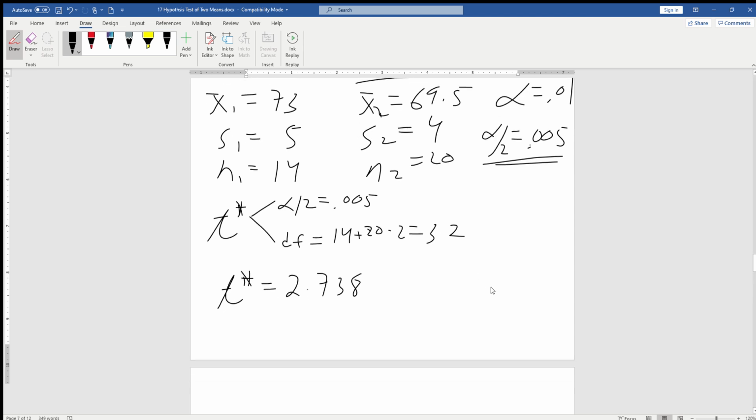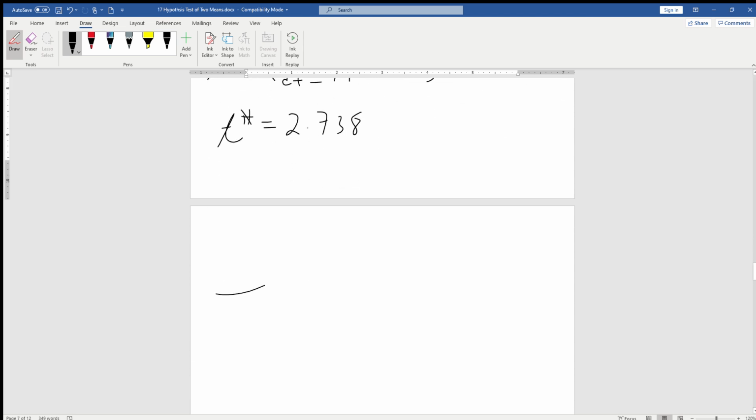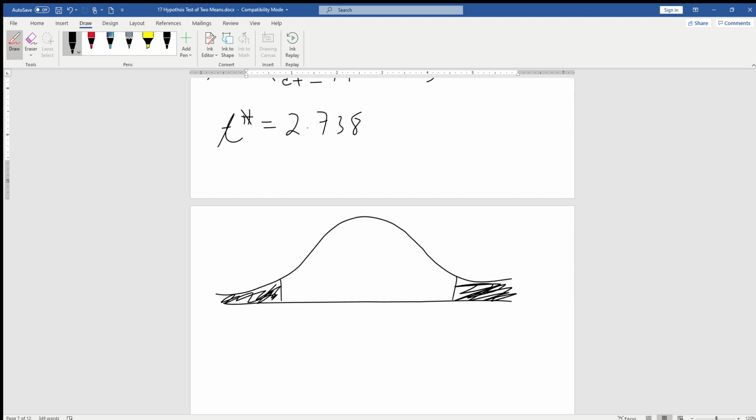All right, so if we were to construct our distribution as a two-tailed test, we have a left tail and a right tail. We have negative 2.738 and positive 2.738. And then the range of values for any t distribution that we use is negative to positive infinity, with 0 immediately in the middle.